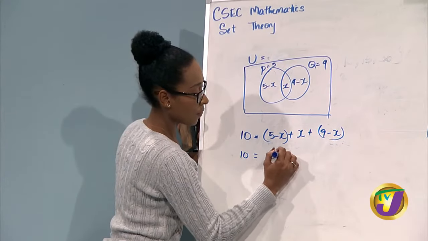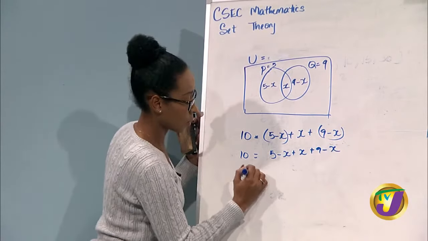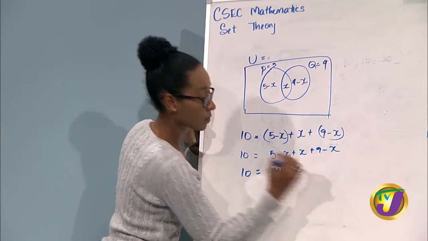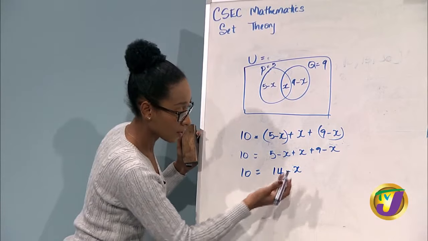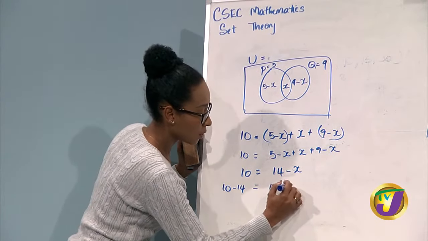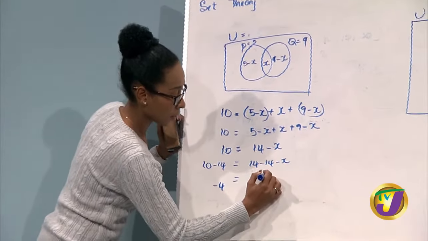So we simplify, right, so let me just remove the bracket so those who are at home looking. So 9 and 5 is 14, and then minus x. Right. So now let's work it through. Yes, because we're trying to find x. So we need to subtract 14 from both sides of our equation. And that leaves us -4 equals -x.